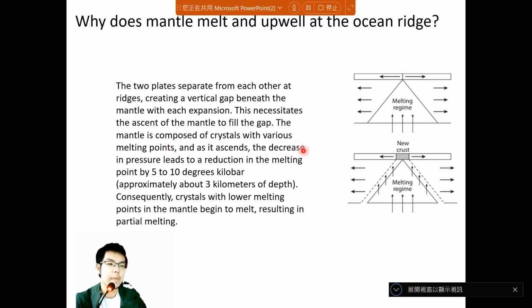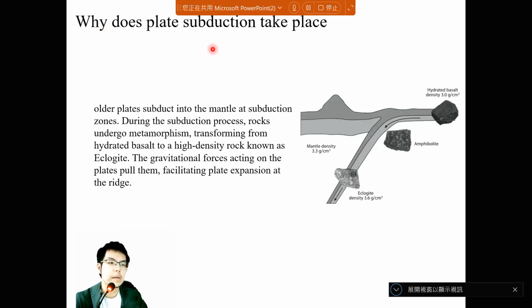The mantle is composed of crystals with various melting points, and with each ascent, the decrease in pressure leads to a reduction in the melting points by 5 to 10 degrees per kilopascal. Consequently, crystals with lower melting points in the mantle begin to melt, resulting in partial melting, and then new plate and new crust are formed.